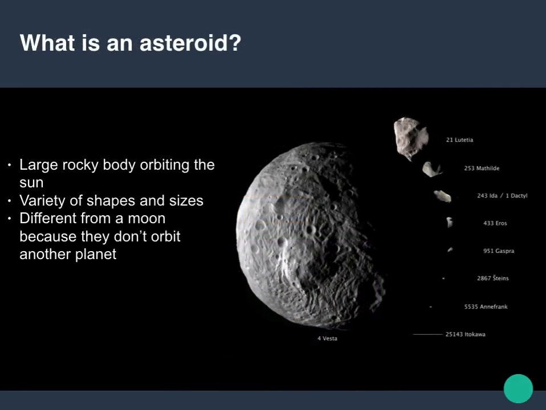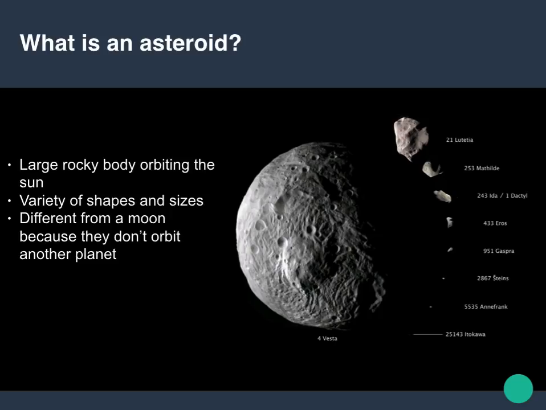So kind of transitioning to asteroids, because asteroids have a bit more to do with planetary defense since we encounter them a lot more often. An asteroid is basically a large rock. Like the comet was an icy rock, this is just basically a large rock.